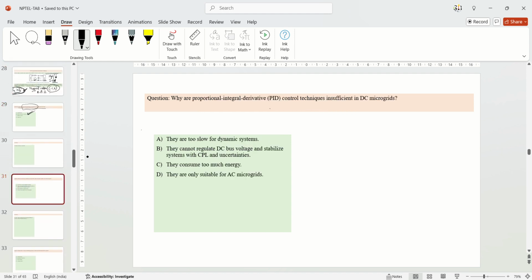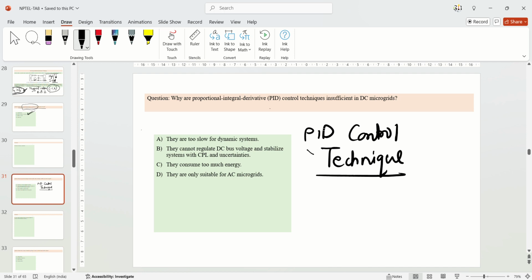So here is one question related to the PID control scheme, the control technique. The PID control technique has certain disadvantages related to this DC microgrid. Just let me know which of the options are correct related to that. I'm giving a few minutes to solve this question. Just think over it. Okay.